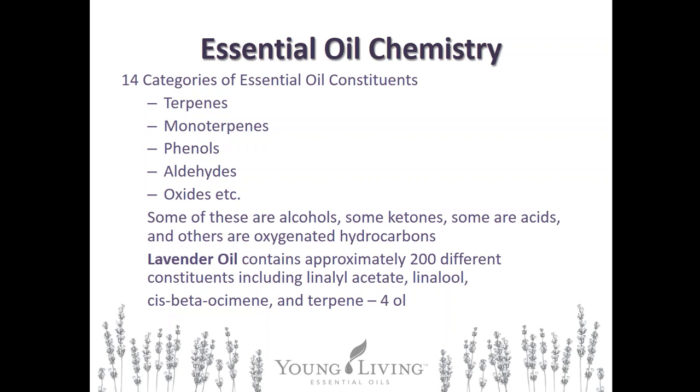So some of these are alcohols, some of them are ketones, some of them are acids, and others are oxygenated hydrocarbons. Now, take one of the most popular oils around, lavender oil. Lavender oil contains approximately 200 different constituents, including linalool acetate, linalool cis-beta-oxamine, and terpene 4. So these things, they're all active in your lavender. You don't have to pull them apart for it to be productive for you. It's already there. They're already working.